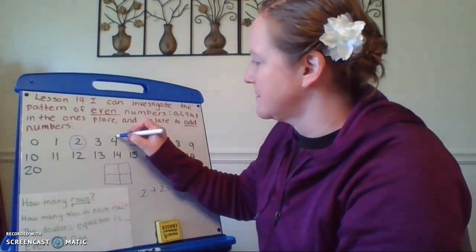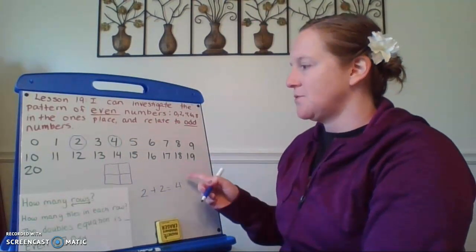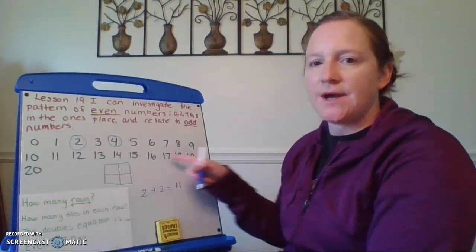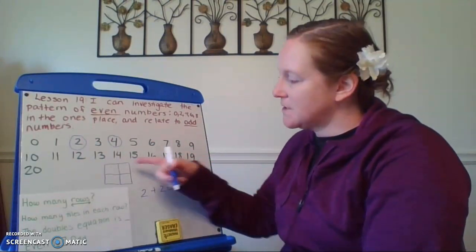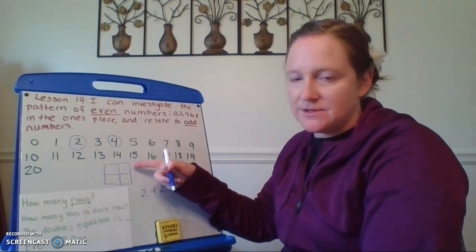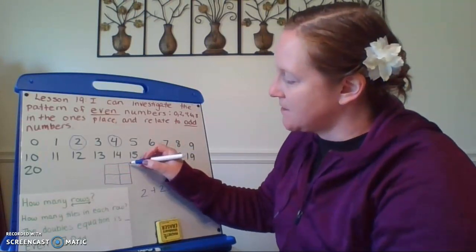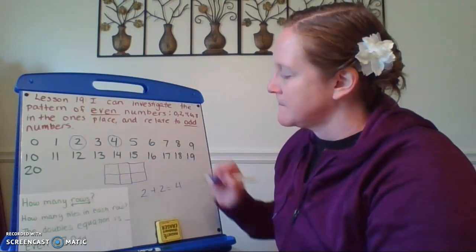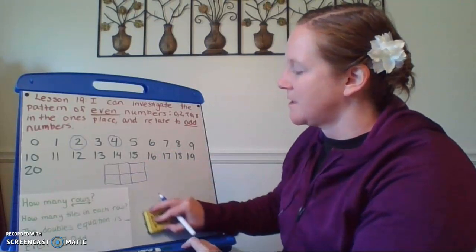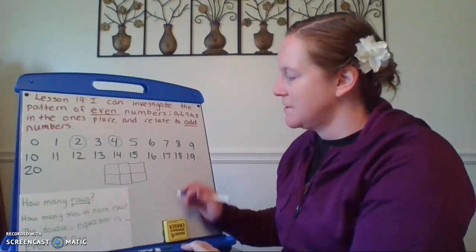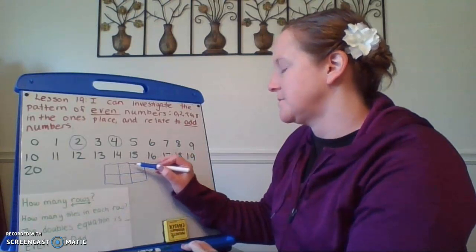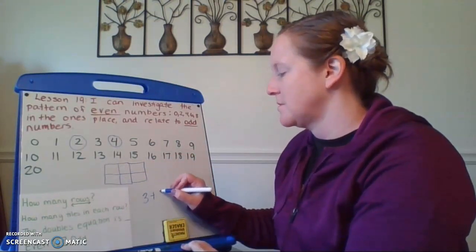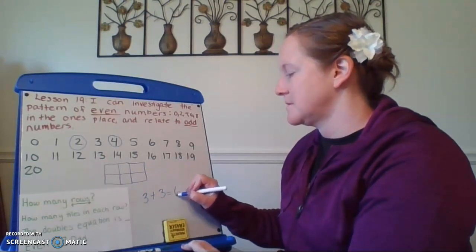Let's keep going. So let's circle 4. And if you want to keep doing this up until you get to 20, go for it. So write down 0 through 20 on your paper and see if you can draw out the array that matches this. So I'm going to add another 2 rows onto my picture. And I'll write my doubles equation. So now I have 1, 2, 3, 1, 2, 3. So there's 3 in each row. 3 plus 3 equals 6.